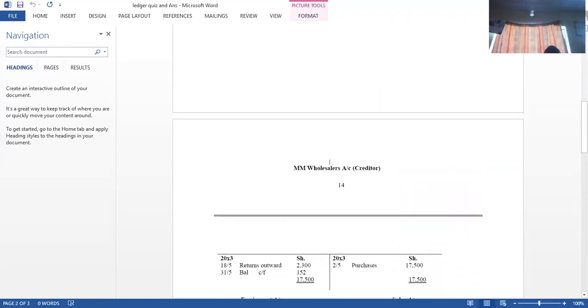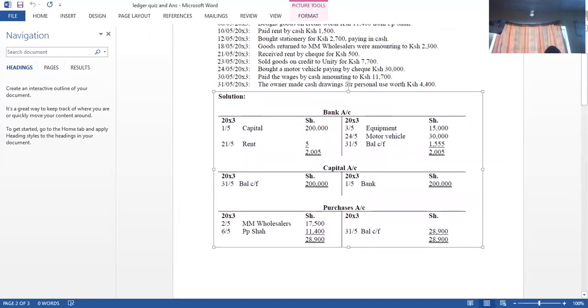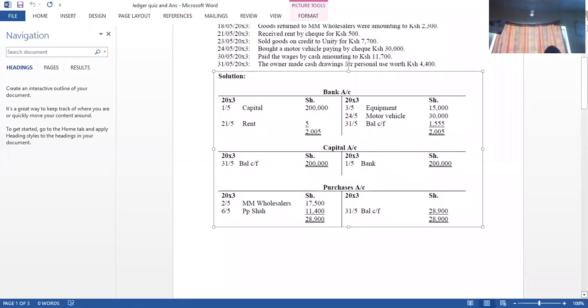which took place on 31st, it was a case of drawings. The owner made cash drawings. Drawings, it is money or items taken from the business for personal use. Items that are taken from the business for personal use, either cash or goods, they are referred to as drawings. So sometimes you might find this term missing. You can be told the owner took 4,400 from the business for personal use.